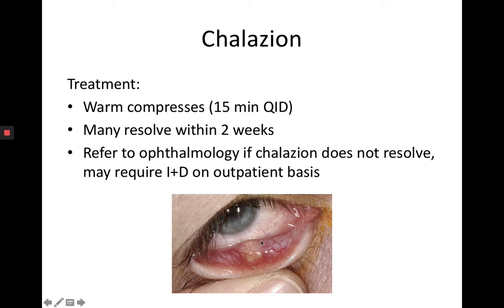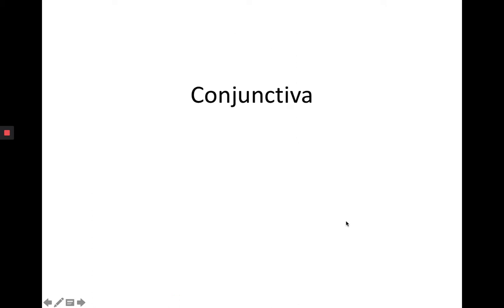As you can see here, this chalazion looks different than a stye because of its rubbery nodular appearance. It's a little less erythematous and looks almost just like a little lump on the eyelid.